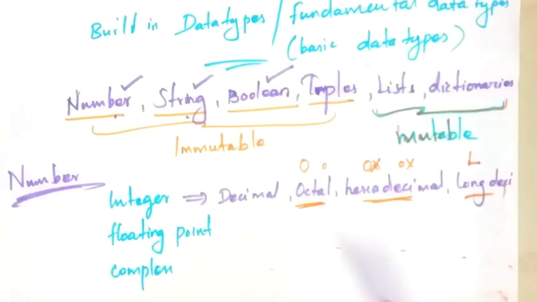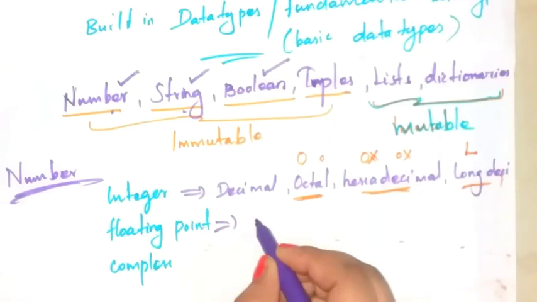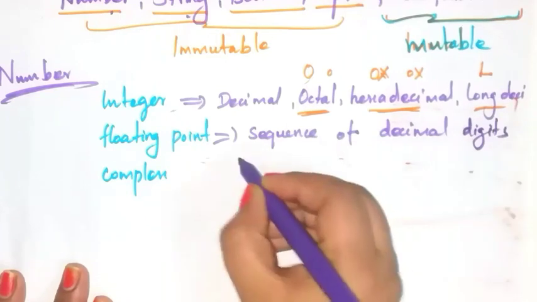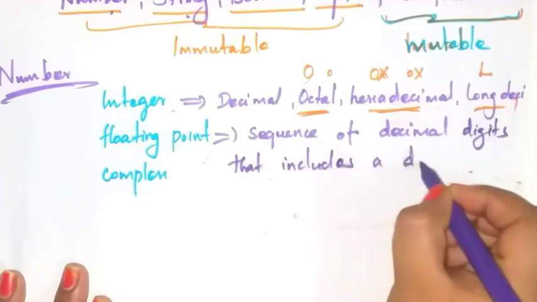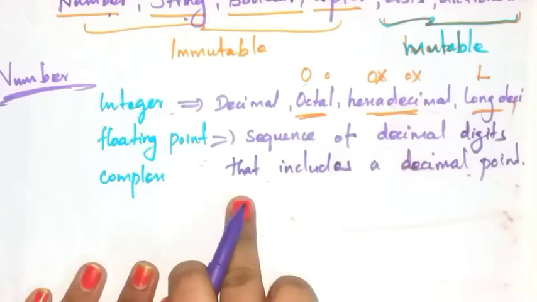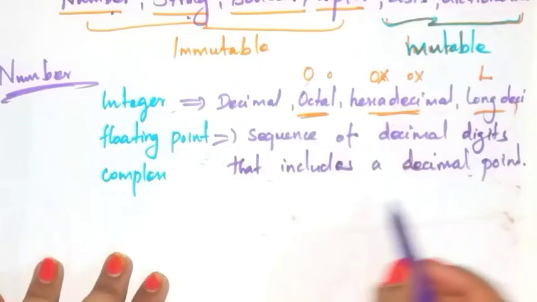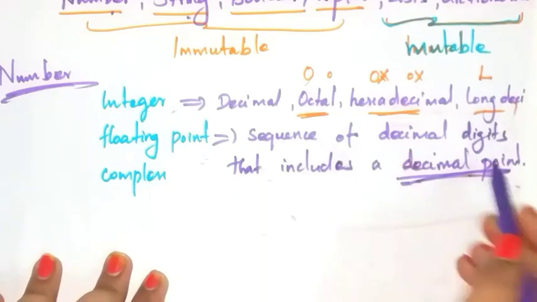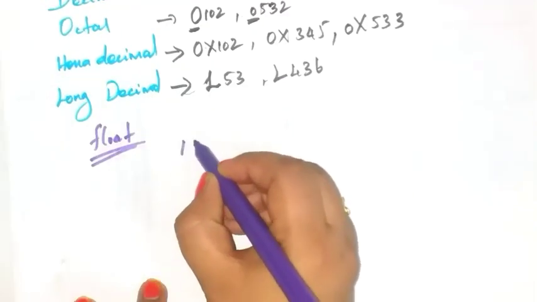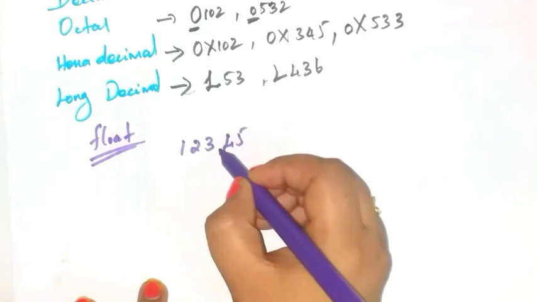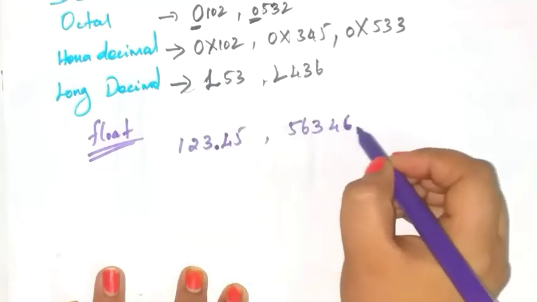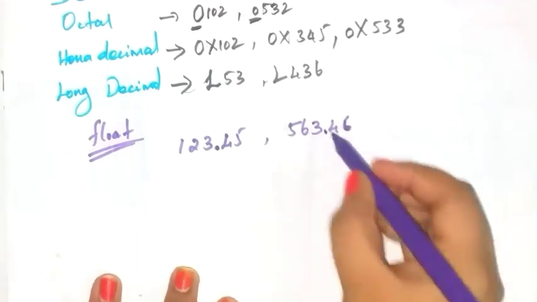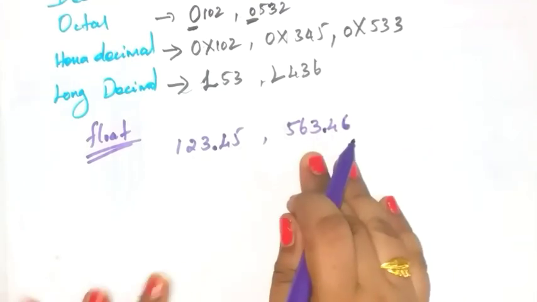Next, floating point number means what? It is represented by a sequence of decimal digits that includes a decimal point. Floating point numbers mean fractional numbers. These numbers have a decimal point. See one example. A sequence of decimal digits that includes a decimal point, this is called a decimal point. That is called a floating point number.